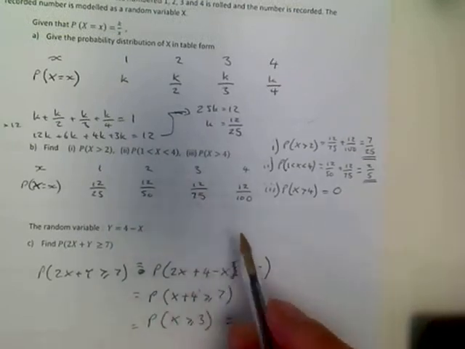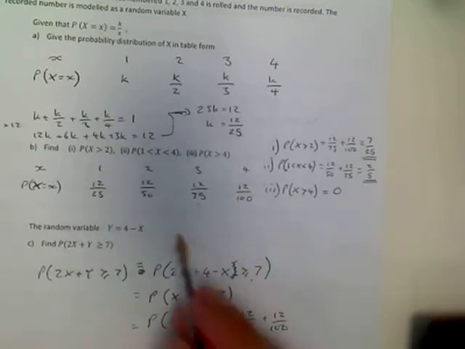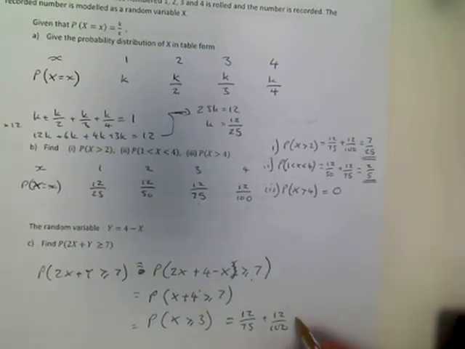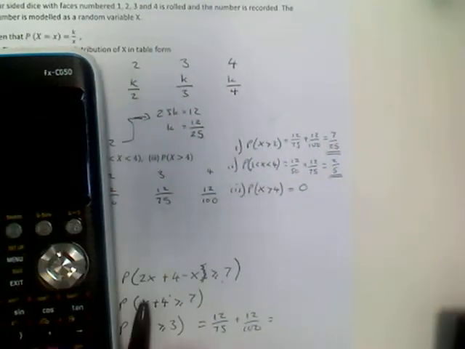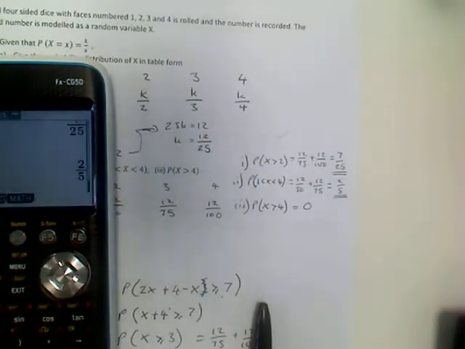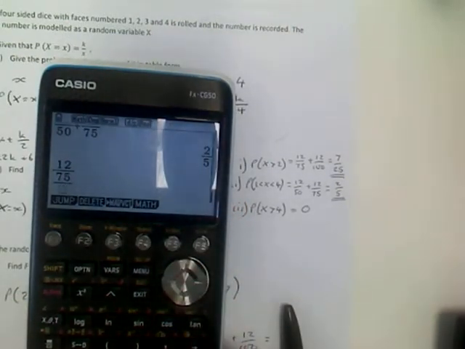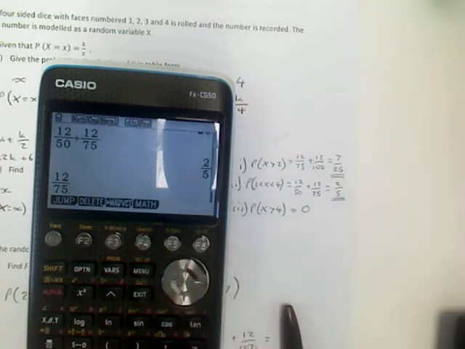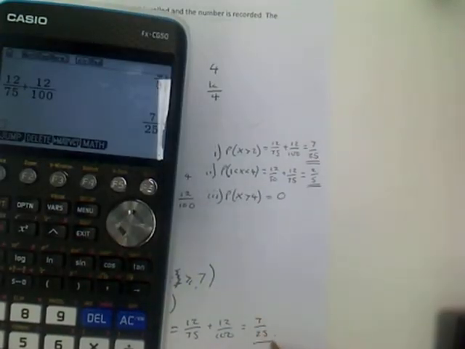Greater than or equal to 3 is going to be that plus that, so it is 12 over 75 plus 12 over 100. So basically I have rearranged this to get it in terms of x, which is what I have the probability distribution for. I need to just put that into my calculator. Sorry, I didn't work this one out separately. 12 over 75 plus 12 over 100, which equals 7 over 25.